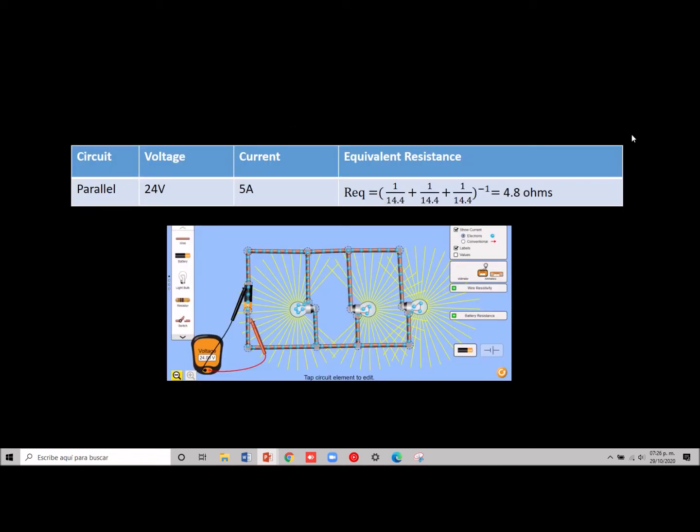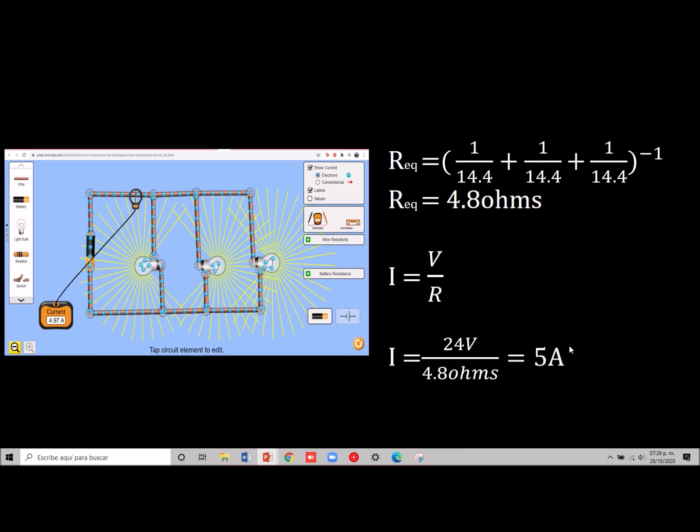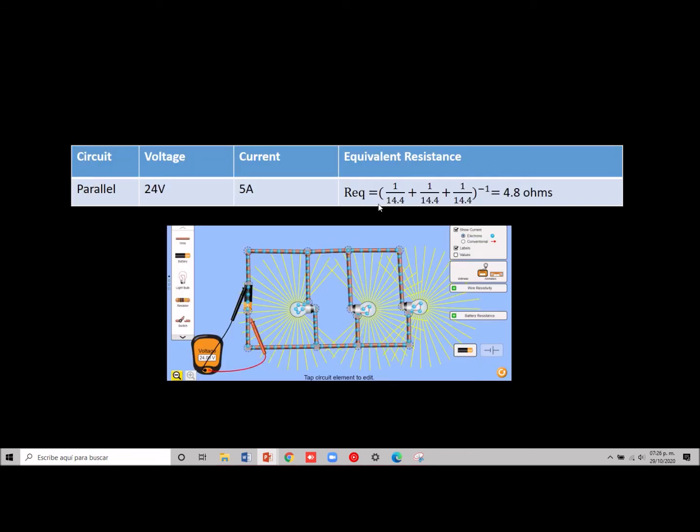So in summary, the circuit is parallel. The voltage from the battery is 24 volts. The current is 5 amperes, because we got it here. And the equivalent resistance is 4.8 ohms.